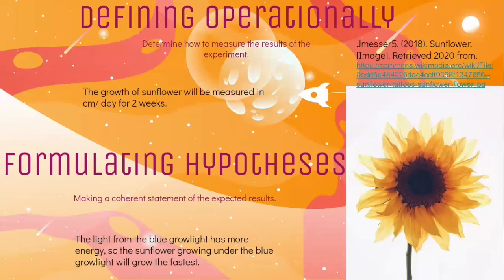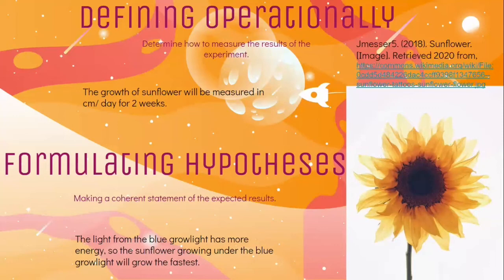that these different colors of light indicate different energies and different frequencies and wavelengths of light rays. And so from that knowledge, which I would include in a background section, I could write my hypothesis. And so I would have learned that blue light has more energy and that red light has less energy associated with it. And so without knowing the results now and just knowing that research, I can make a statement about what I think is going to happen in my experiment. And so here's an example hypothesis. The light from the blue grow light has more energy. So the sunflower growing under the blue grow light will grow the fastest.